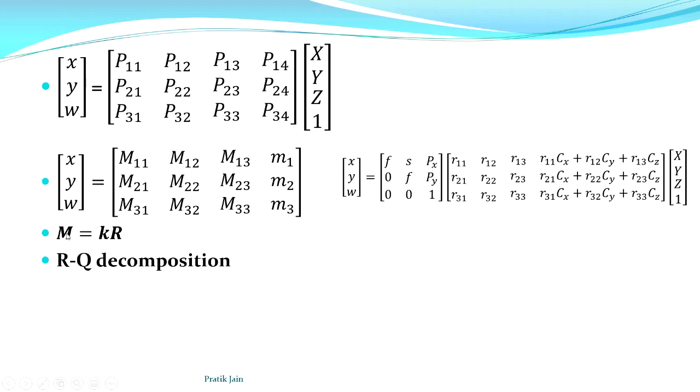So by decomposing M with the RQ decomposition method, you will get K, which is nothing but this upper triangular matrix. And once you have K, it makes your life much simpler. So this is a simple camera calibration technique by which you can get the intrinsic parameters of the camera. And if you don't change the camera, you get both the extrinsic and intrinsic camera matrices.